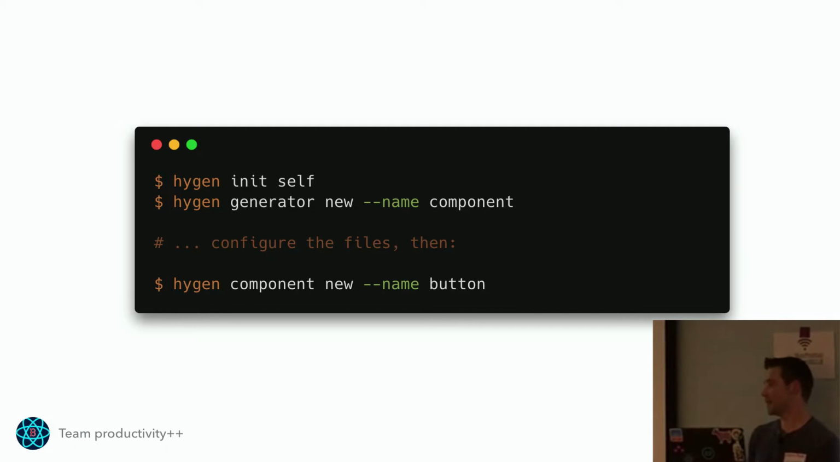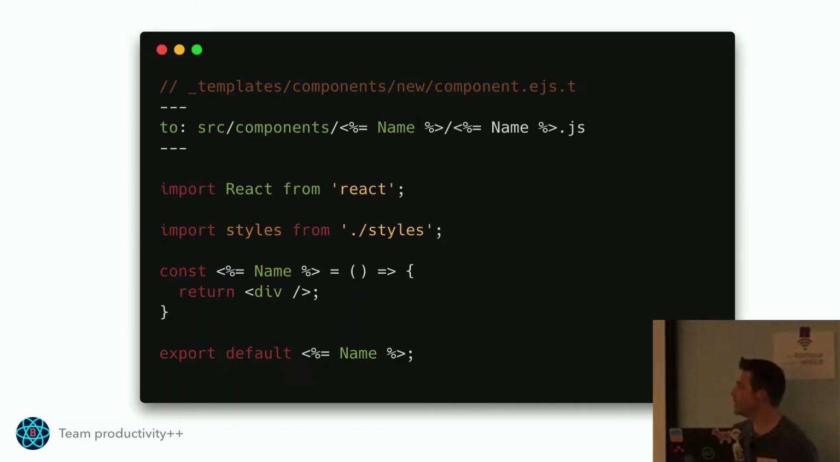But the idea here being that you're passing a name. So here is what the component template looks like. And this is going to be leveraging the same structure I just showed you in my manual example. And so really what we're doing here is we have this sort of front matter at the top that's defining some additional things about the template.